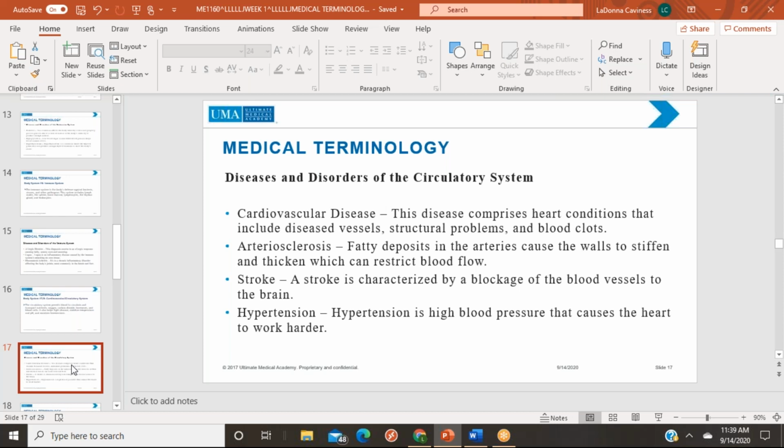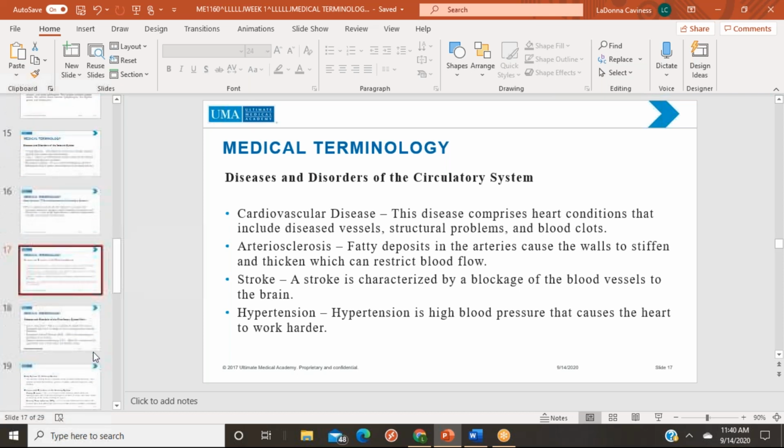And here's a very common circulatory system disorder, hypertension. It's high blood pressure that causes the heart to work harder.